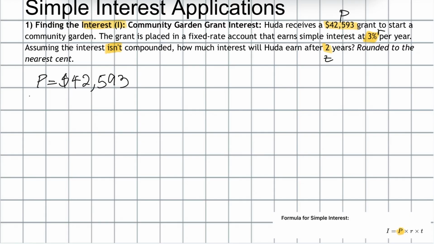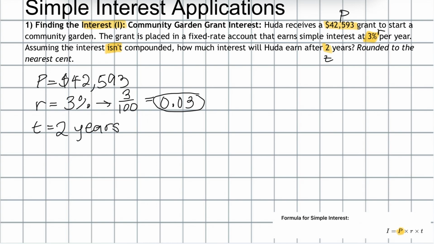So if we interpret this information, P, the principal amount, is going to be $42,593. Then the rate is going to be considered 3%, but in reality, if you want to find the rate, we have to divide 3 by 100, and that's going to give us 0.03. And this is our rate information. And then we have the time, which is considered 2 years, right?